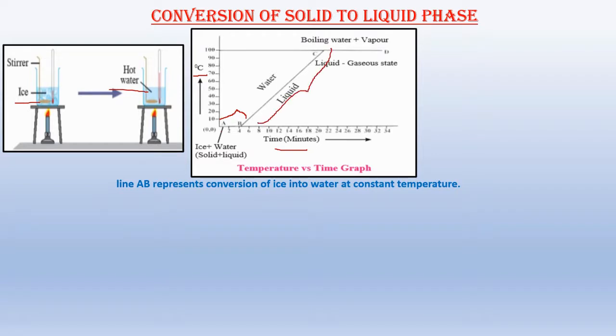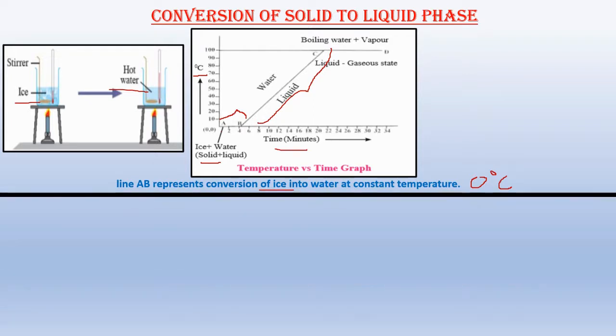First we will understand this line AB. Line AB represents conversion of ice into water. This line represents the conversion of solid phase to liquid phase, that is, the conversion of ice into water at constant temperature. Here the constant temperature is 0 degrees centigrade, and the line AB represents conversion of ice into water at 0 degrees centigrade.